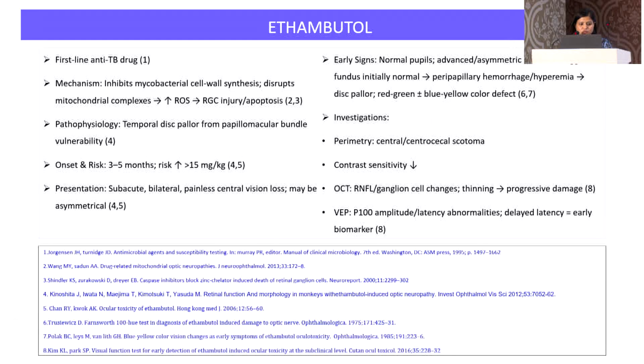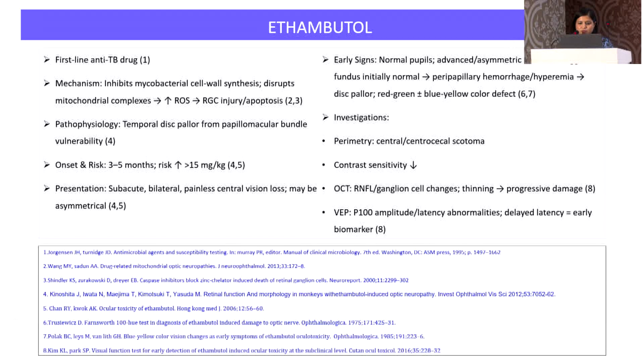The onset is usually within 3 to 5 months of use, and the risk increases with doses of more than 15 milligram per kg. The presentation may be subacute, bilateral, and painless central loss of vision, and it may be asymmetrical. In the early stages the pupil may be normal, while in advanced stages we can appreciate RAPD. Initially the fundus can be normal, but later on peripapillary hemorrhages, disc pallor, and color field defects can be seen.